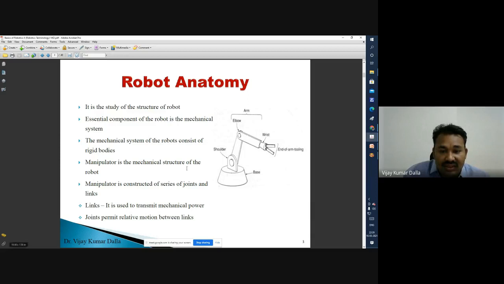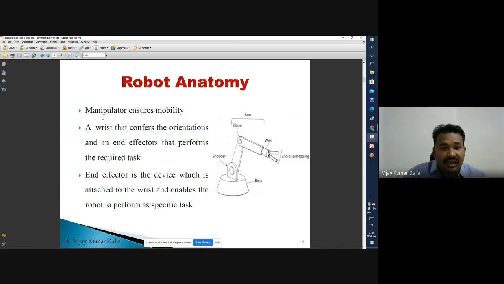So between two links there is a joint which performs relative motions between the links. The manipulator ensures mobility, and the wrist confers the orientations, and an end effector performs the required task.